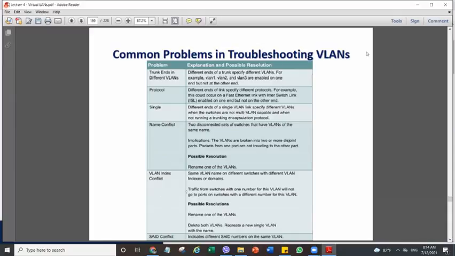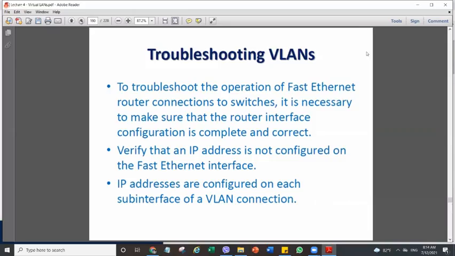Likewise, there are different problems. Just go through them for some understanding. Those are some common ones, but there are some unique aspects as well. So you will learn those throughout your hands-on experience.